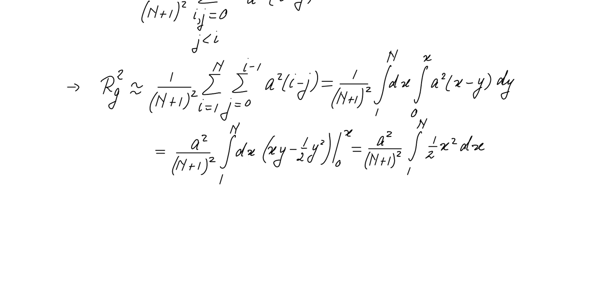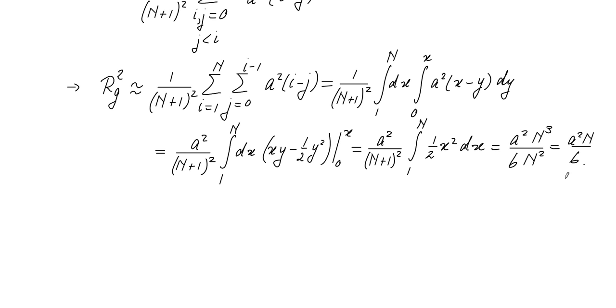And here I've done that. In front of the integral we have a squared divided by n plus 1 squared, and then I have evaluated the integral over y, which gives me x times y minus a half y squared. I substitute the boundaries, and then I'm left with this straightforward integral, which up to the prefactor is just an integral of half times x squared, which gives x to the third divided by 6. Now I have to substitute the boundaries, and in fact we are only interested in the dominant behavior when n gets large, so only the upper bound is necessary here. And what we then obtain is a squared times n to the third, and because n is large we can replace the n plus 1 squared by n squared. And we end up with a squared n over 6.